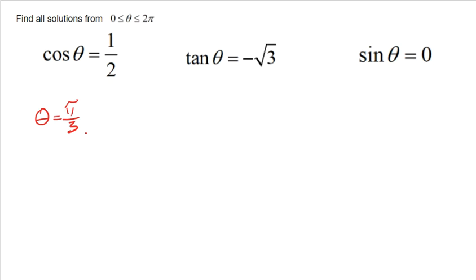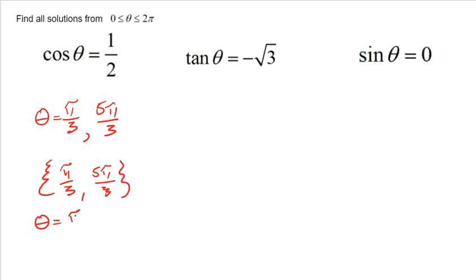You can write them separately, or I'm okay with the comma, 5 pi over 3. You could also use the squiggly brackets to show that there's multiple answers inside of the squiggly brackets, or you could just list them individually. There's the first answer, and then here is the second answer. Either way works for me. All right, let's tackle this next one.